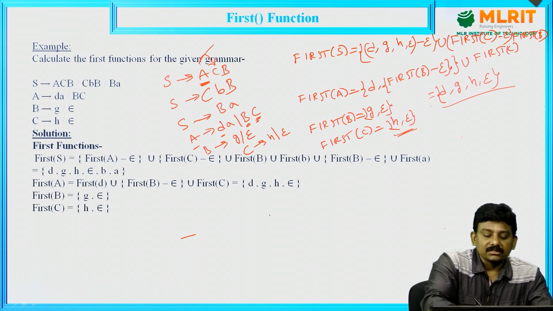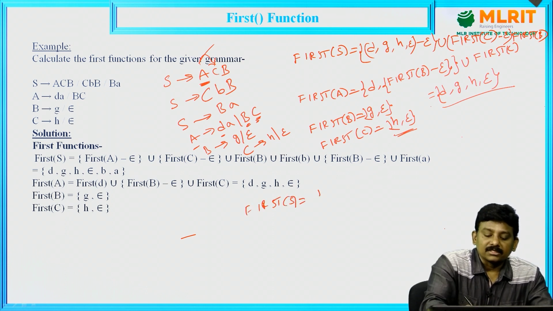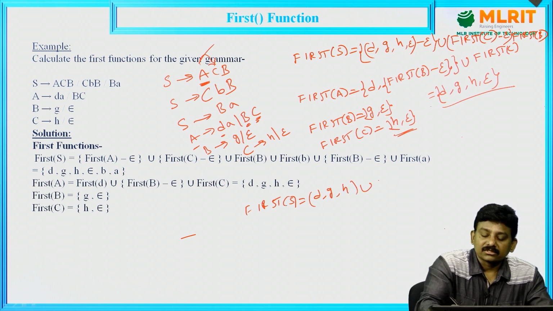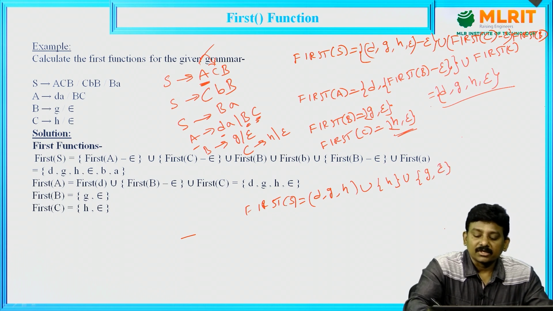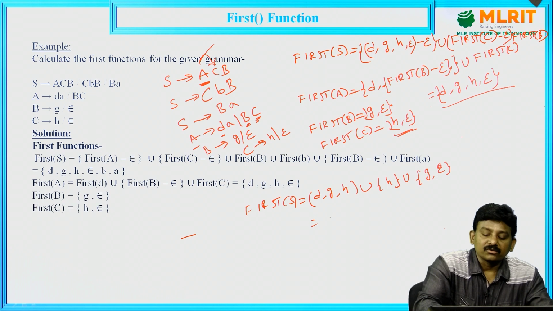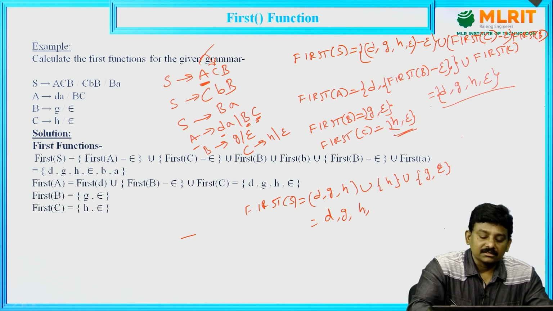So the final answer is: First of S is equal to {D, G, H} excluding epsilon, union first of C, {H} excluding epsilon, union first of B. First of B is {G, epsilon}. We cannot exclude epsilon because B is the last non-terminal. So take the union: D, G, H, G. G is already there.